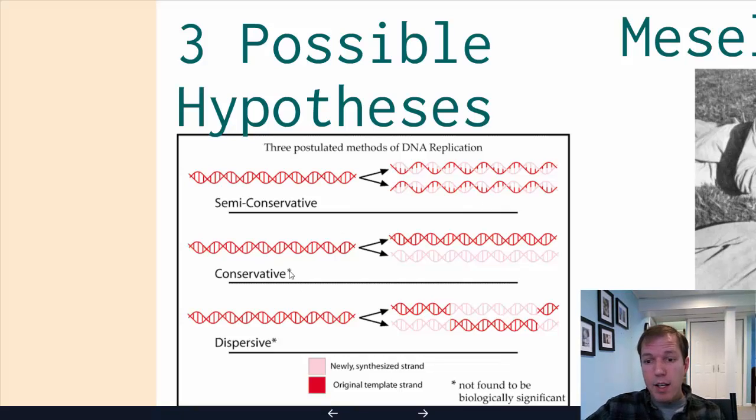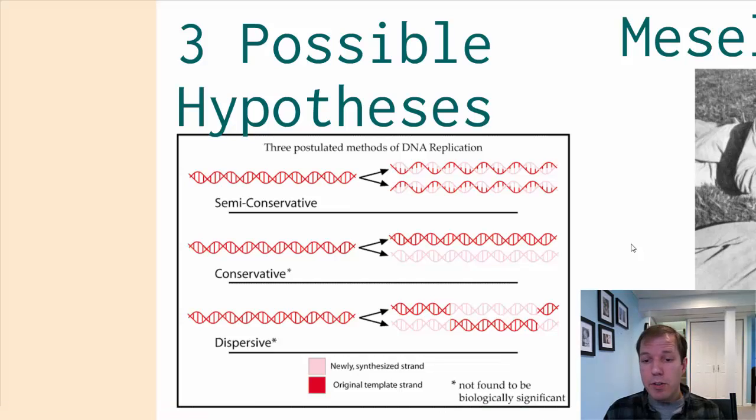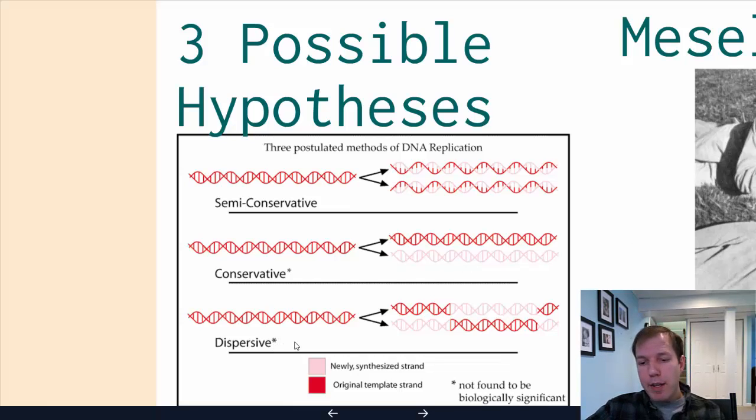The conservative method is that the original copy of DNA is replicated by making a carbon copy of it. So you have an original strand, which is all that original set of DNA, and a 100% new strand of DNA. The final is the dispersive method, and in this case we have a mix of some original and some new DNA in each of the resulting copies of DNA. Now, the conservative and dispersive methods are not found in any biologically significant amount in any type of cell.